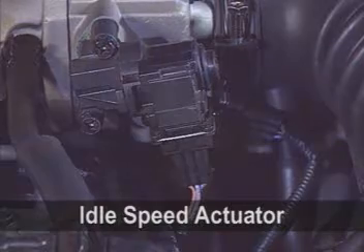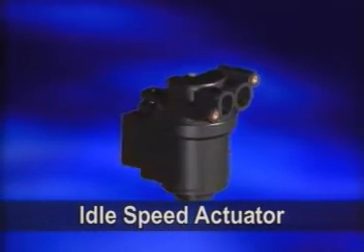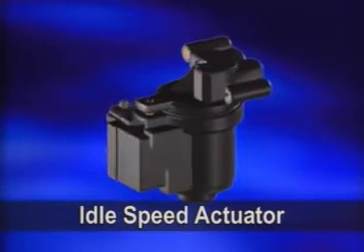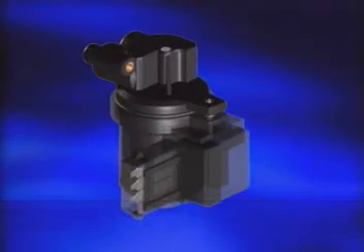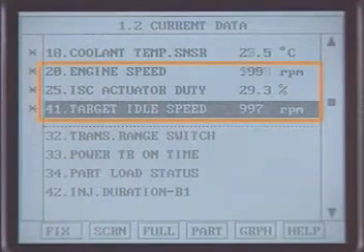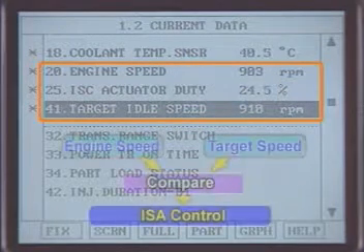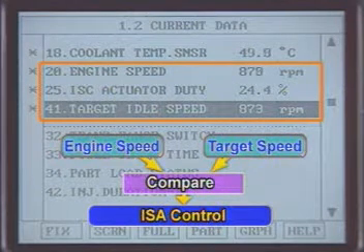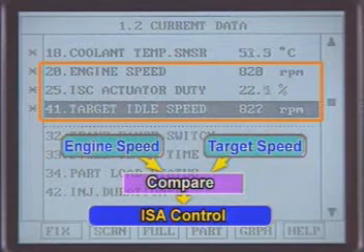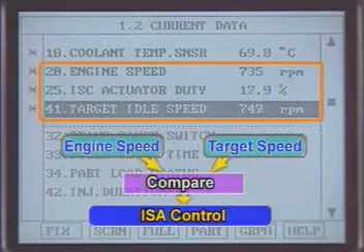The function of the idle speed control actuator is controlling the idle speed according to engine conditions such as temperature, throttle position, engine speed, and different load factors. The ECM compares the actual engine speed with the target speed. The ECM transmits a signal to the idle speed actuator, which adjusts to the target speed by increasing the bypass air when the idle speed is too low and decreasing it when the idle is too high.